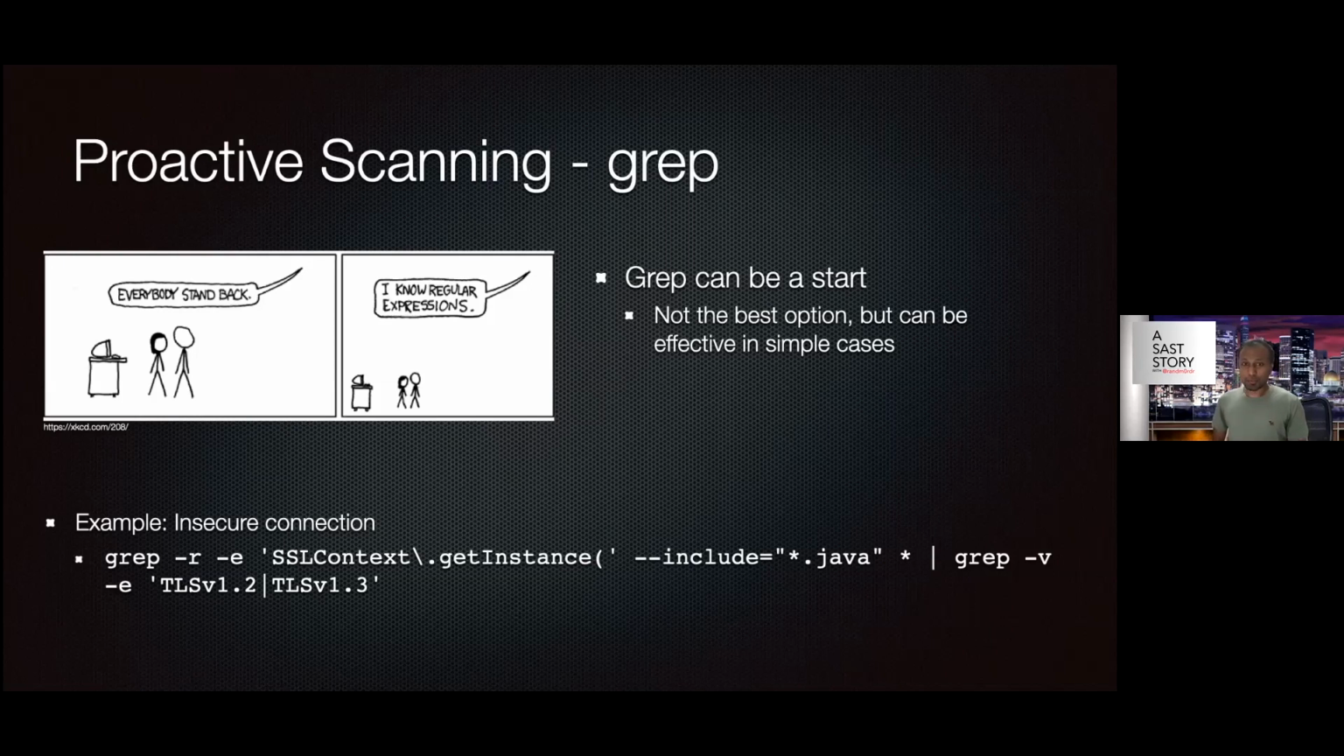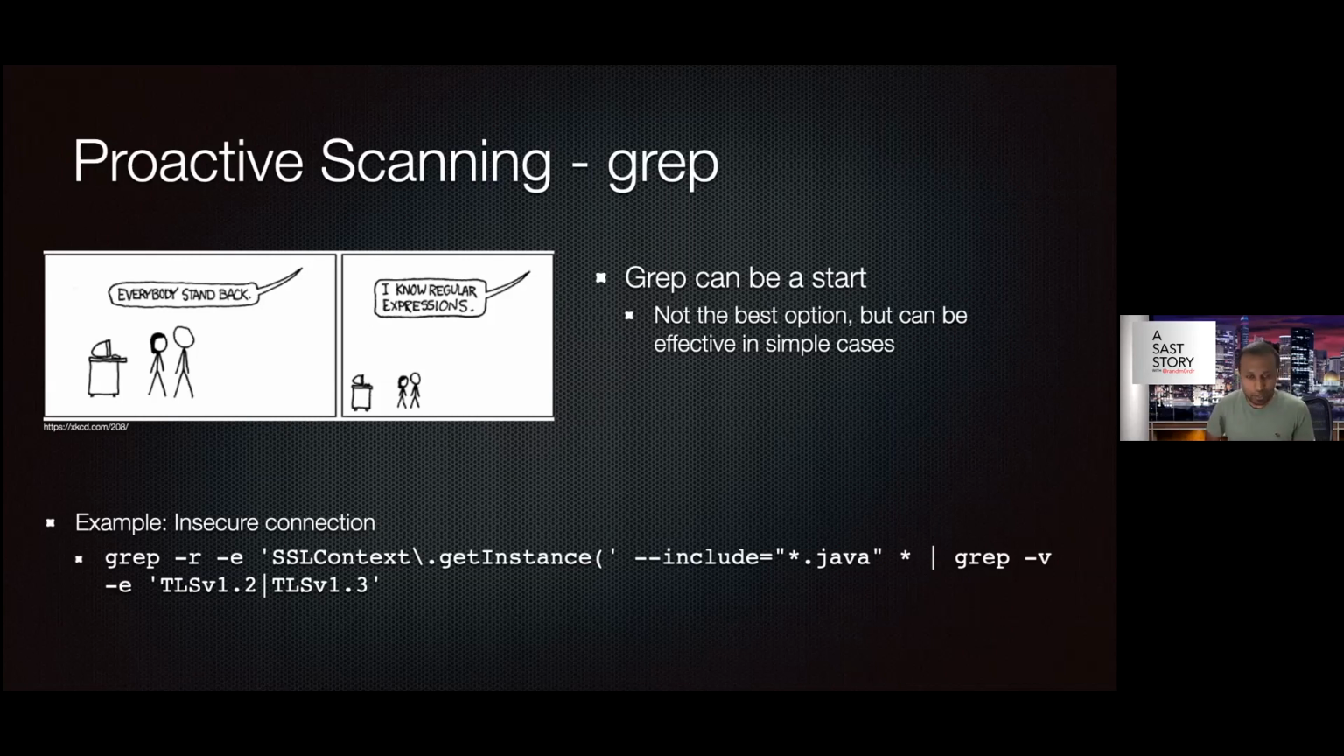If you are a team that literally has no static analysis tool at all in your build pipeline, at least grep is a good start, right? It's not the best option, but it is super simple to get started in. I'm going to be using a single example across the next couple of slides, which is looking for insecure connections established from your code. We do want to ensure that any TLS connection starts with TLS 1.2 or 1.3, not anything below that. So that's the goal of these rules here.